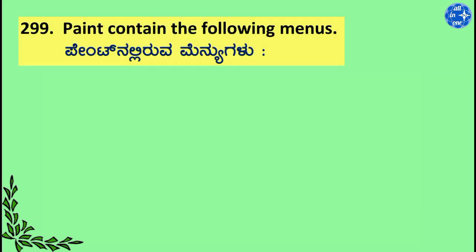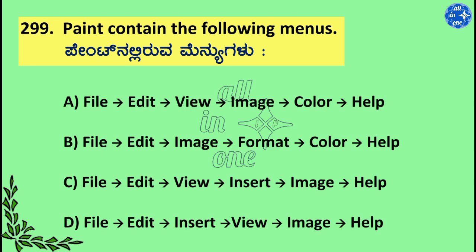Question: paint contains the following menus. Option: file, edit, view, image, color, help. File, edit, image, format, color, help. File, edit, view, insert, image, help. And file, edit, insert, view, image, help. Right answer is file, edit, view, image, color, help.